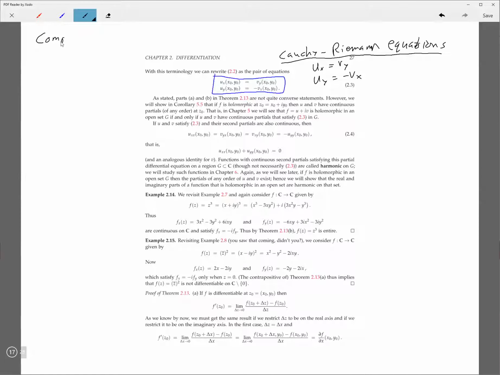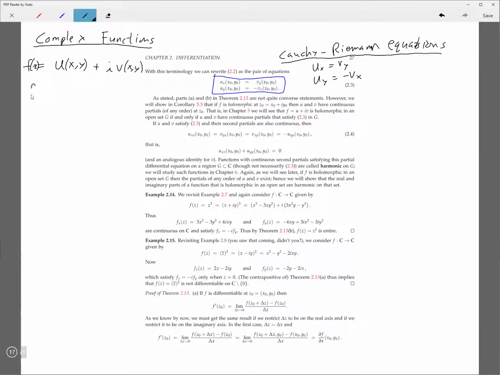Complex functions. One way that a complex function can be described is as u plus iv. Okay, so complex numbers have real and imaginary parts. Complex functions also have real and imaginary parts like this.